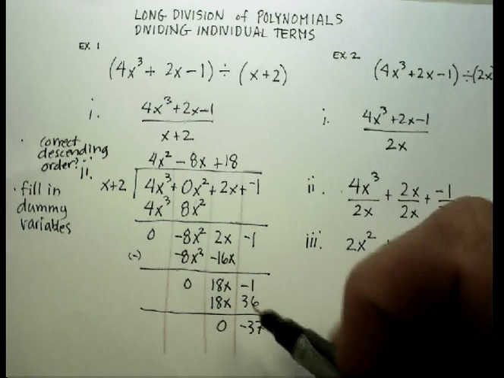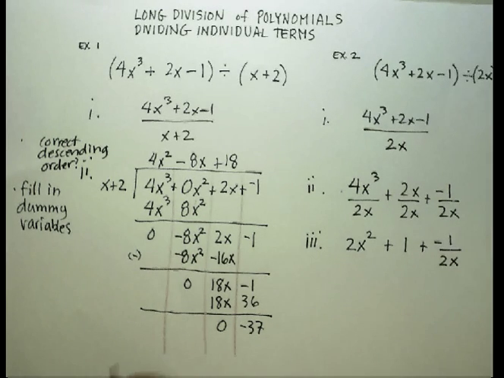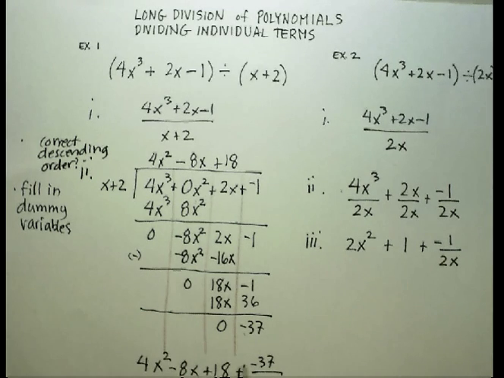Now that becomes my remainder because I can't do any more here, okay? Now the way you write the remainder, let me just rewrite everything down here. I'm going to take this and write it down here. 4x squared minus 8x plus 18. And then I'm going to say plus negative 37 over x plus 2. So you take whatever's left over here and you put it over your divisor. And you just tack it on to the end of your answer. And that's it.